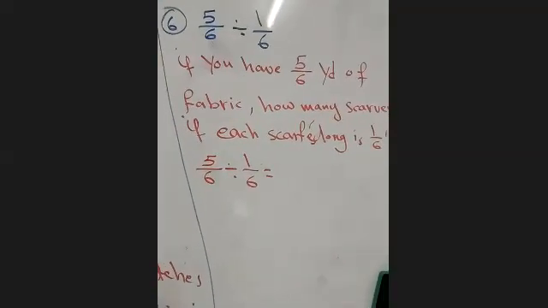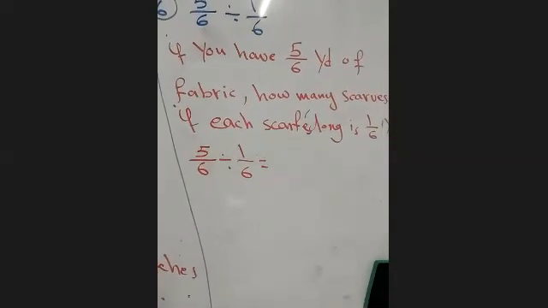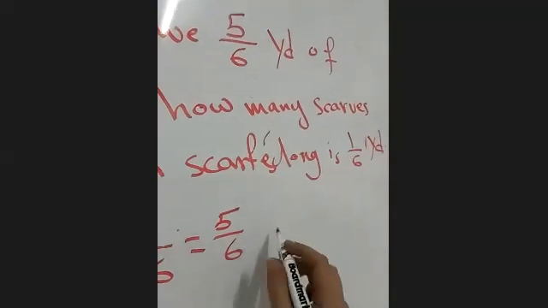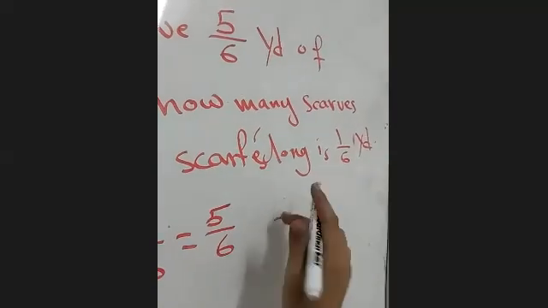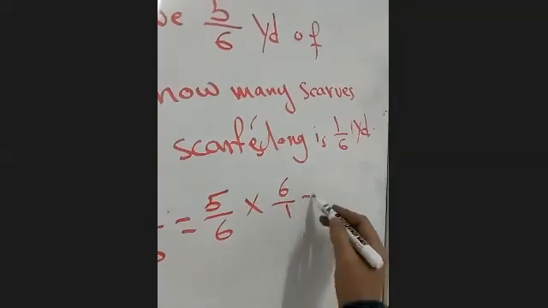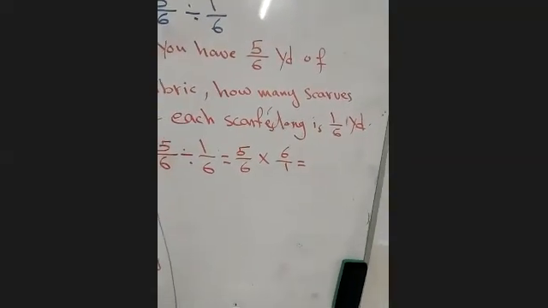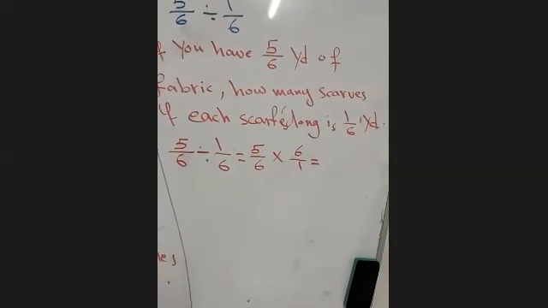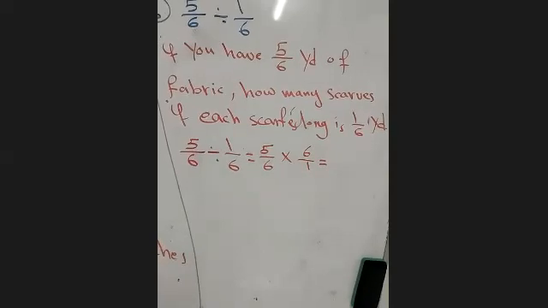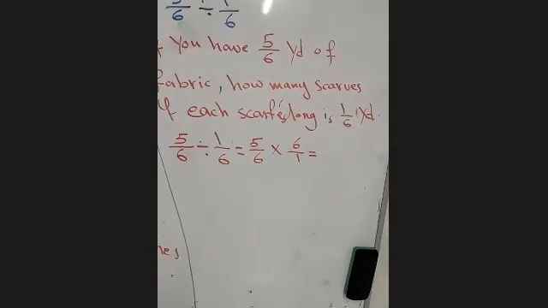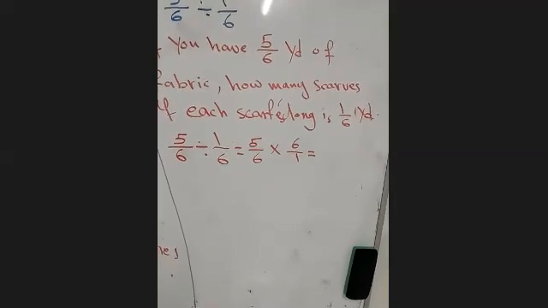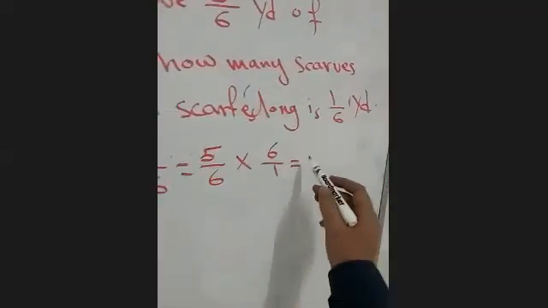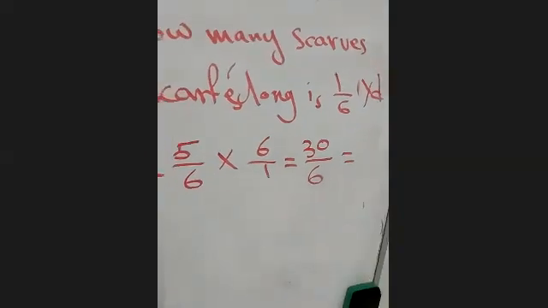We will put 5/6 and 6/1. Okay. What do I put between them? Multiply. Yeah, multiply 6/1. Then 30 over 6. 30/6. How much is 30/6? Yeah, 5 multiply 6 equals 30 and 6 multiply 1 equals 6. Okay. You said 30/6, right? How much is 30/6?